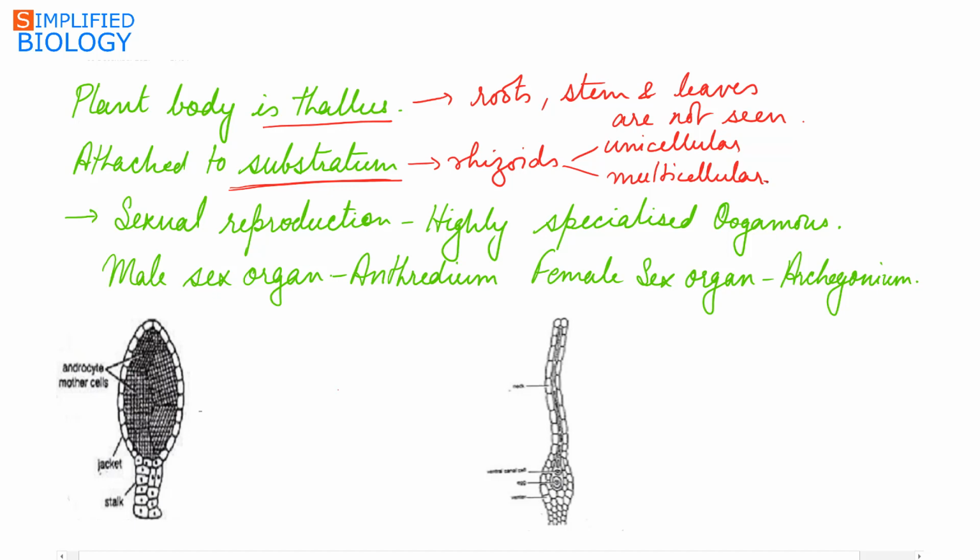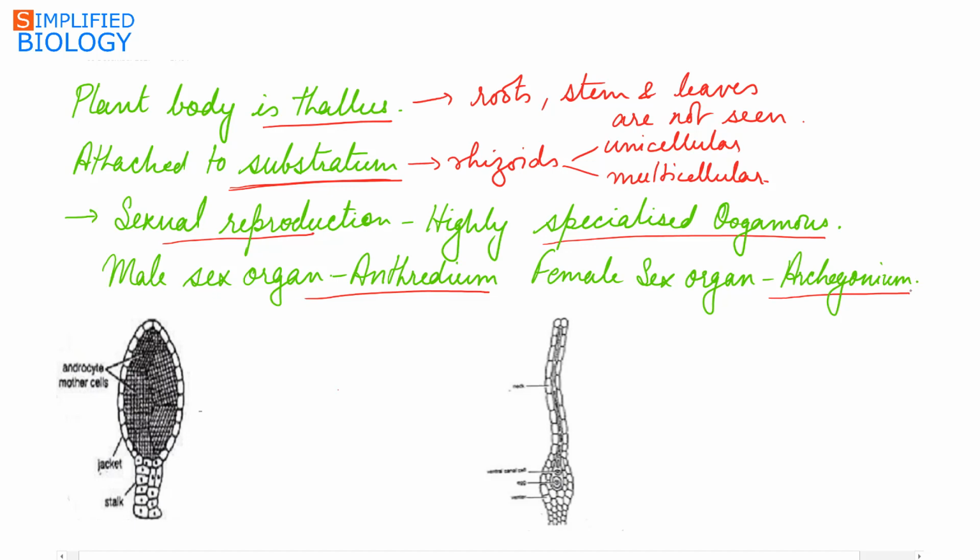As they are gametophytes, they reproduce by sexual reproduction. Sexual reproduction is highly specialized, oogamous. Means they have a non-motile larger egg and motile smaller male gametes, or antherozoids. The male sex organ of a bryophyte is the antheridium, while the female sex organ is the archegonium.